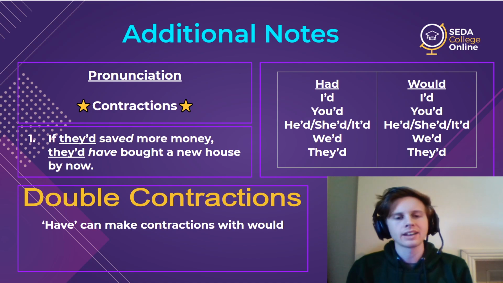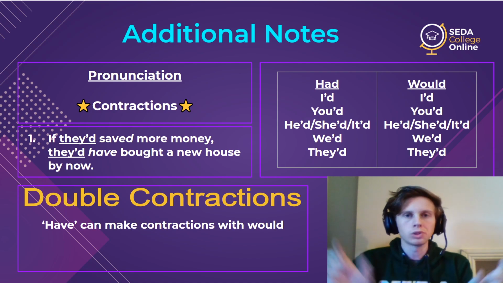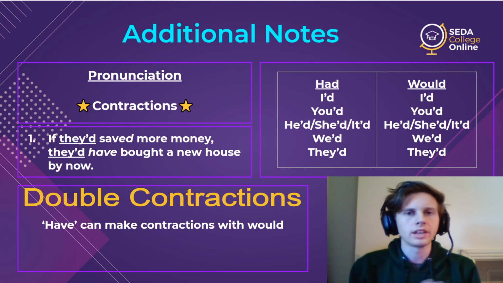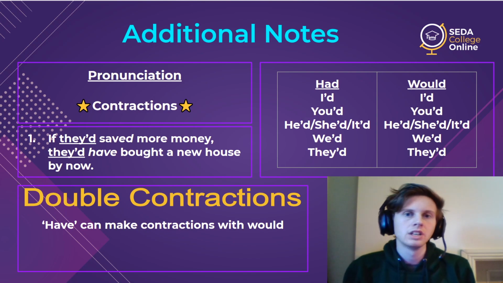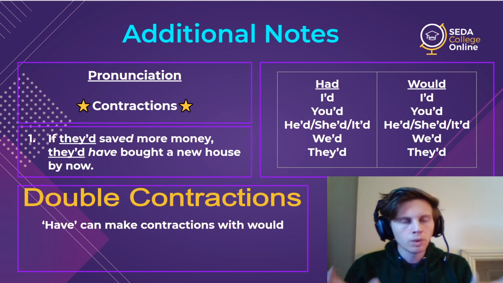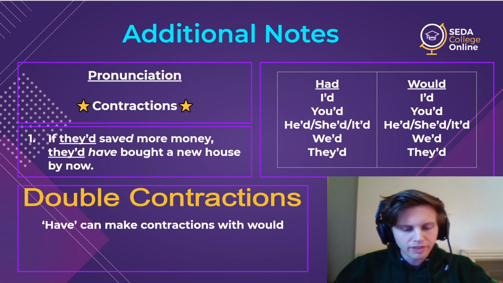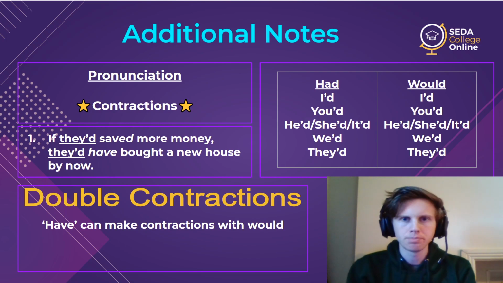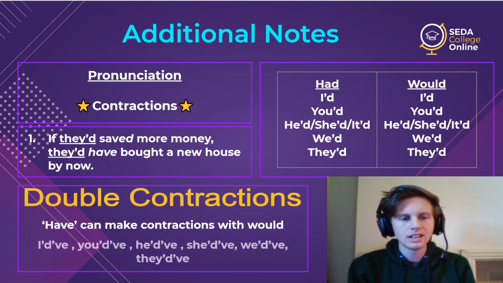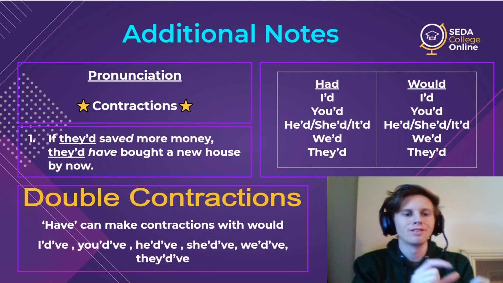Have can actually make a contraction with would. And I'm sure you know this. You can say would have or should have. She would have gone to the store if she had time. Well, what English speakers do with very quick, very rapid pronunciation is we make the contraction of have and would, and then we make the contraction of would.